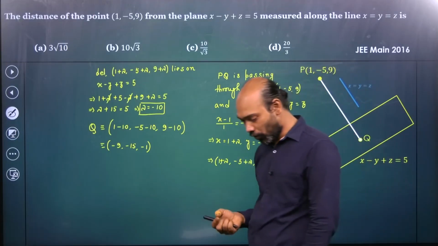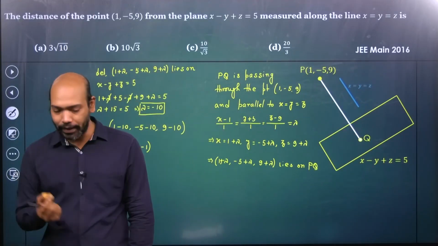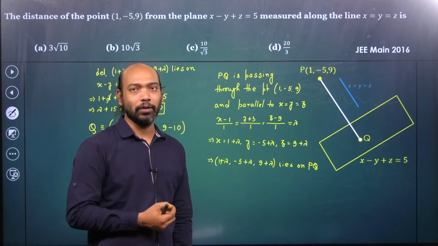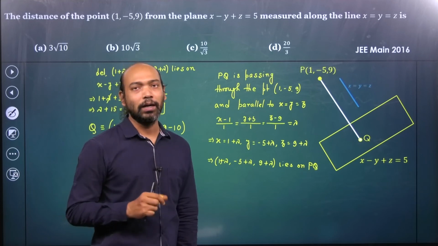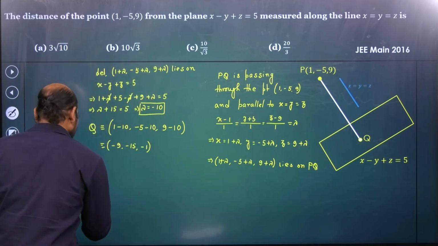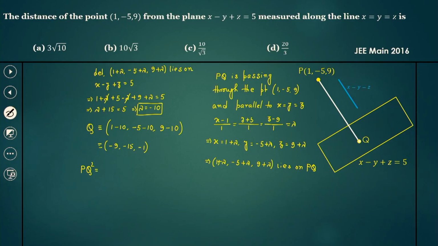Now what are we asked for? We are asked for the distance PQ. How do we find the distance PQ? We just have to use the distance formula. So let's apply it and calculate PQ square. PQ square is (minus 9 minus 1) whole square, plus (minus 15 minus of minus 5, so plus 5) whole square, plus (minus 1 minus 9) whole square.